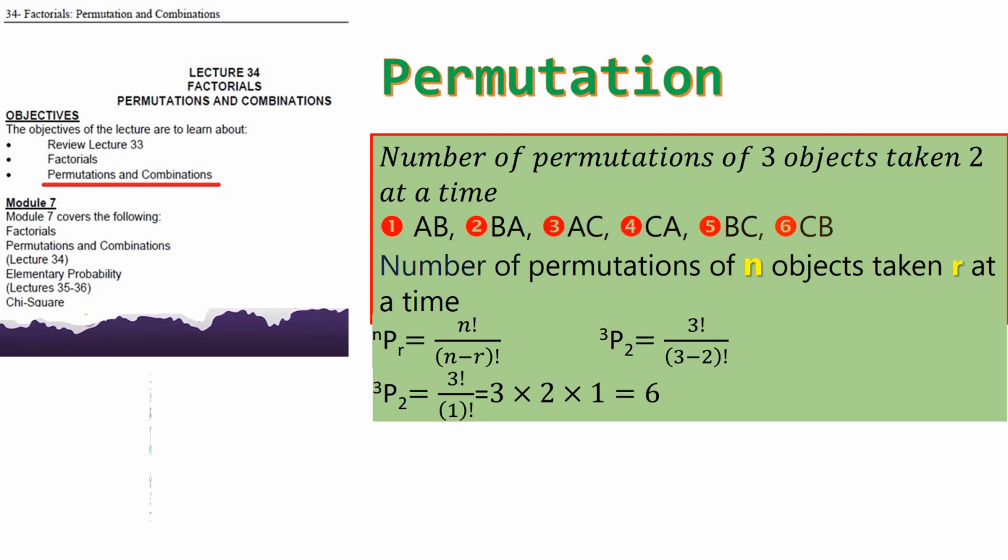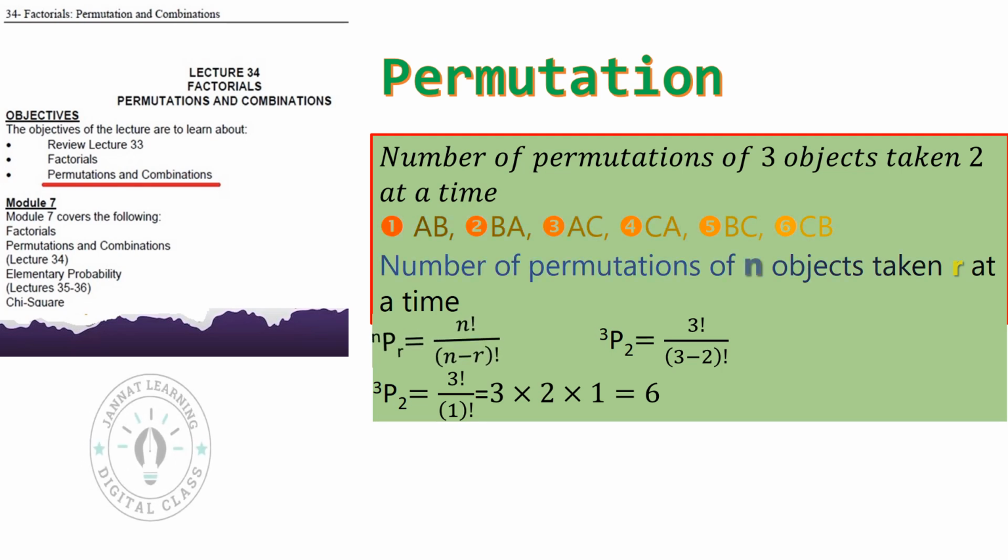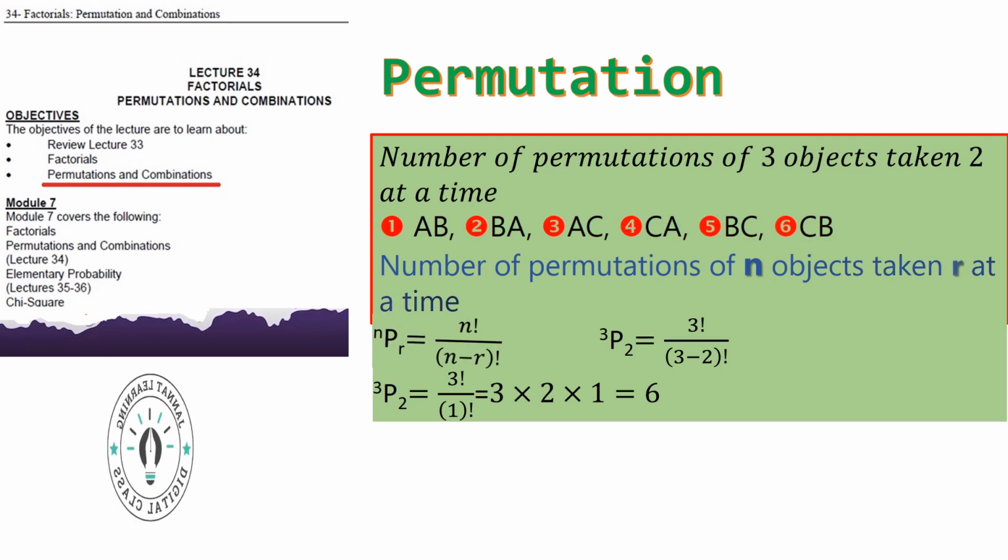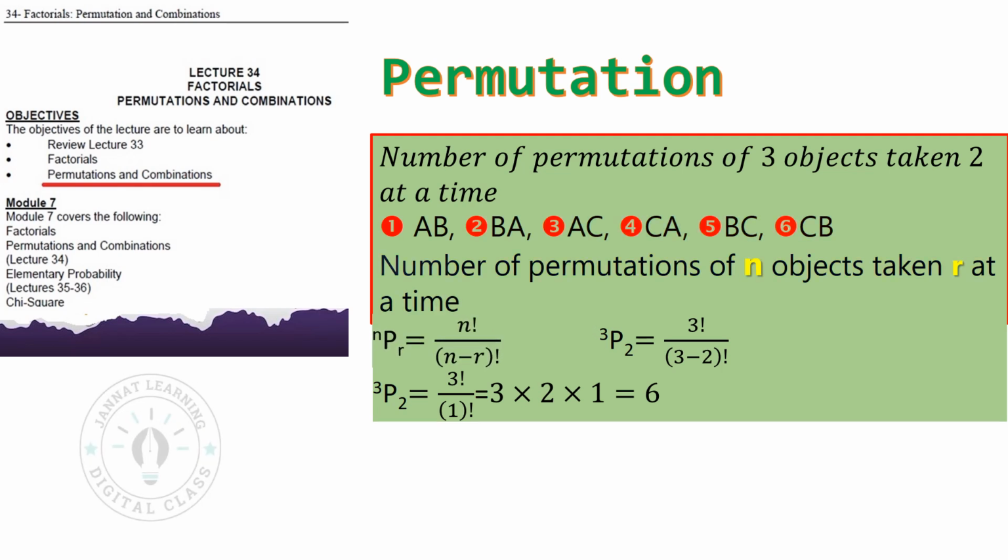Formula for the number of permutations of n objects taken r at a time is nPr. That is equal to n factorial divided by n minus r factorial. And numerically, you can see the answer is also 6.